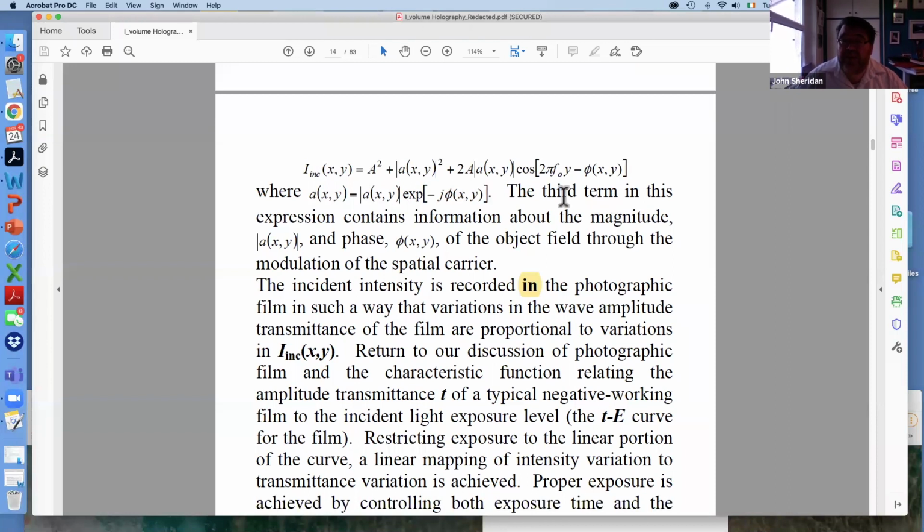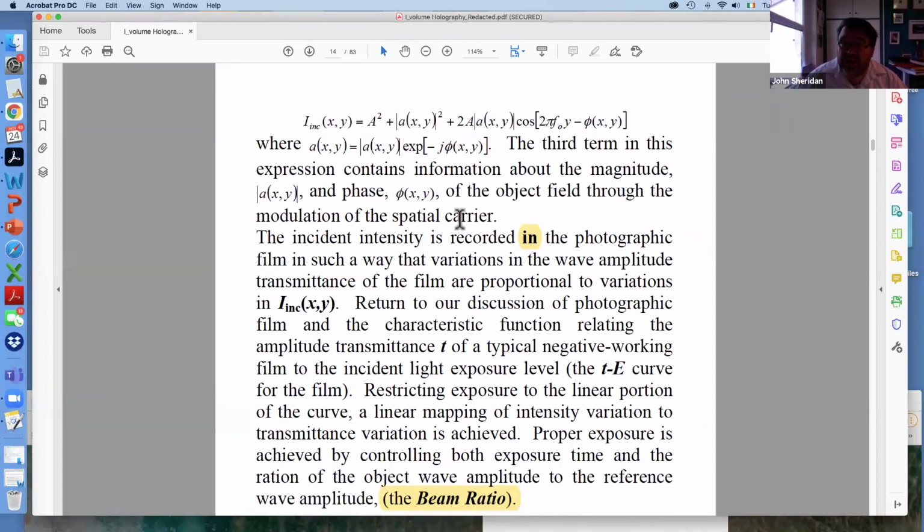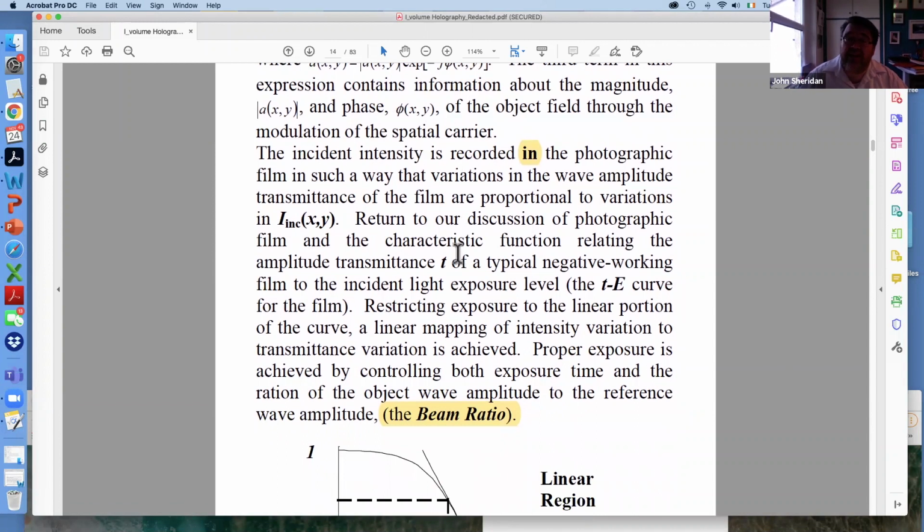The third term in this expression, the third term here, contains information about the magnitude and the phase of the object field, through the modulation of the spatial carrier. So this modulation in here. The incident intensity is recorded in the photographic film in such a way that variations in the wave amplitude transmittance of the film are proportional to variations in I of x.